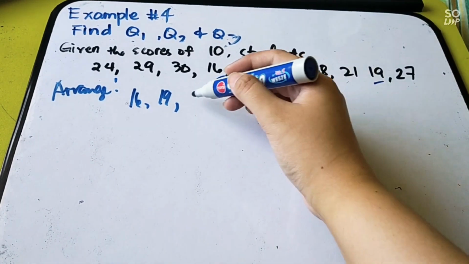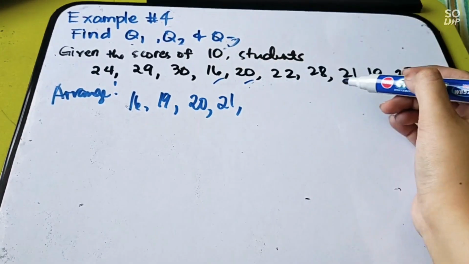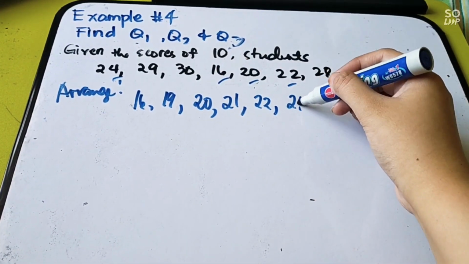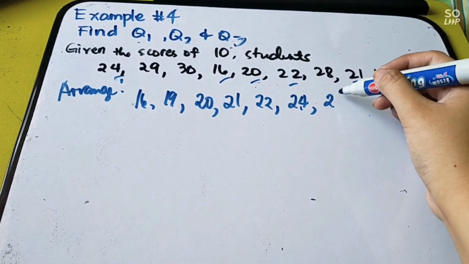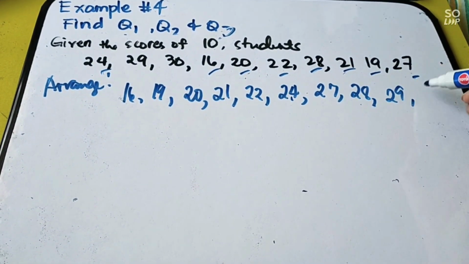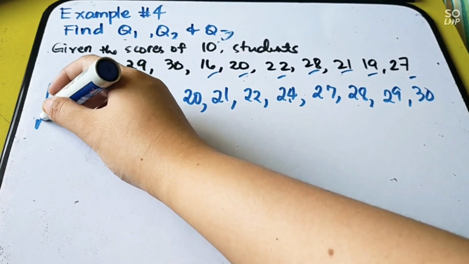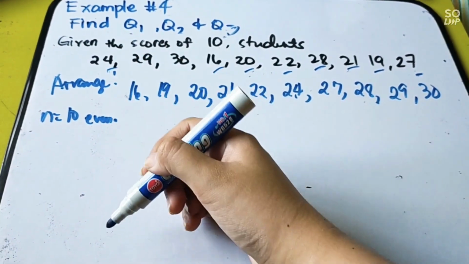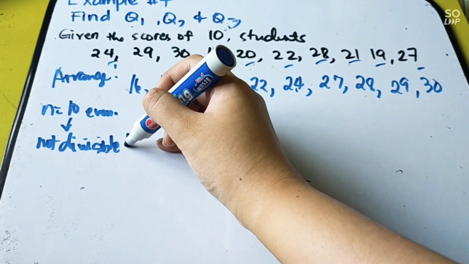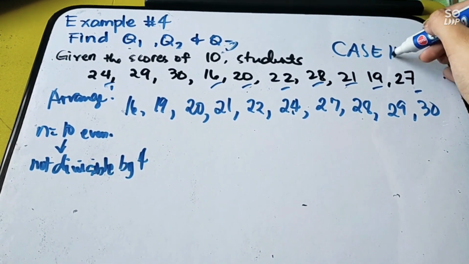Next to 19, we have 20. Next, we have here 21. Next, we have 22. Next, we have here 24. Next, we have 27. Next, we have here 28, 29, and then 30. Let's count. 1, 2, 3, 4, 5, 6, 7, 8, 9, 10. So, your n here is 10, which is even. And then, the 10 is not divisible by 4. Since hindi siya divisible by 4, ito naman yung tinatawag mong case number 4.